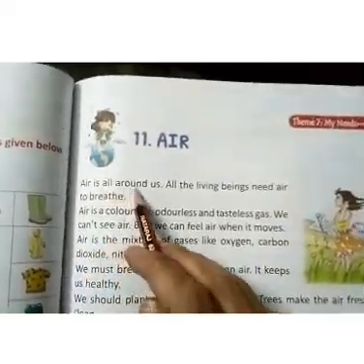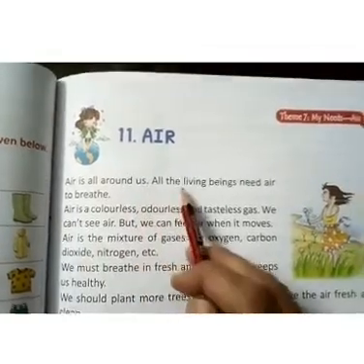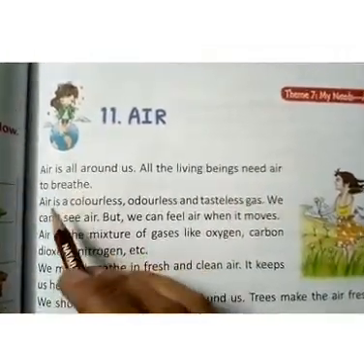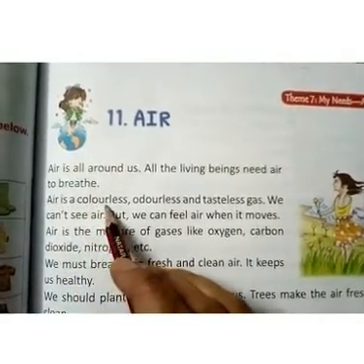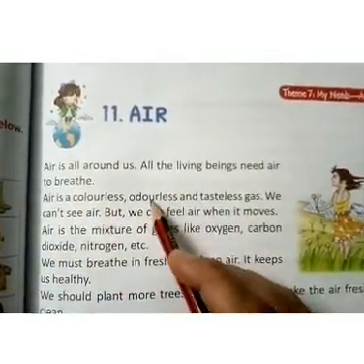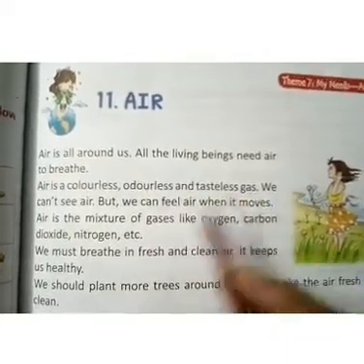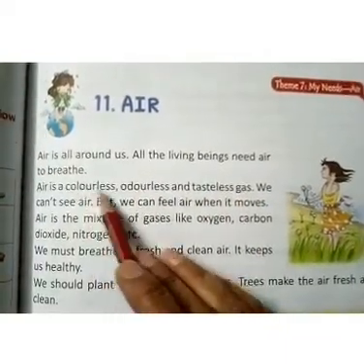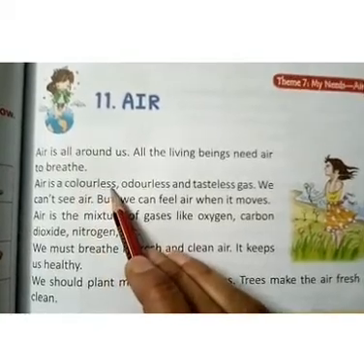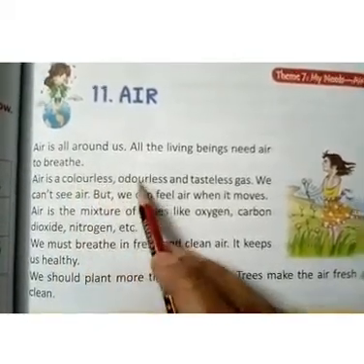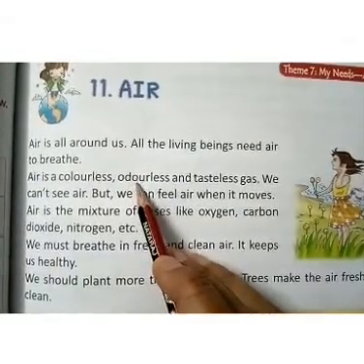Air is all around us. All the living beings need air to breathe. Air is a colorless, odorless, and tasteless gas. Colorless means without any color. You cannot see the air, it is colorless. Odorless means without any smell.